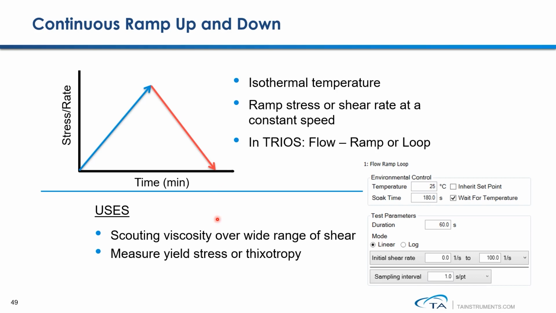And another application for this procedure is specifically used to measure yield stresses and also quantify the thixotropic index of a structured fluid. The screenshots on the right side here are showing you an example of how to program a flow ramp loop experiment in TRIOS software.